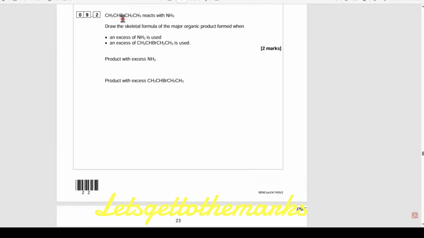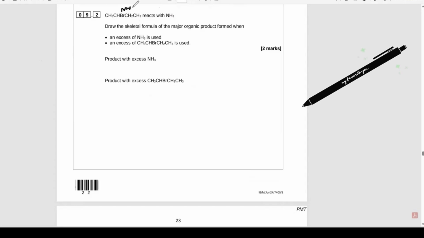9.2. Right. We have, that looks like 2-bromobutane, and it reacts with ammonia. Draw the skeletal formula of the major organic product formed when an excess of ammonia is used, or an excess of 2-bromobutane is used. Product with excess ammonia, product with excess 2-bromobutane. Grab your pen, grab your paper, pause the video, have a go, and then we shall go through the explanation.